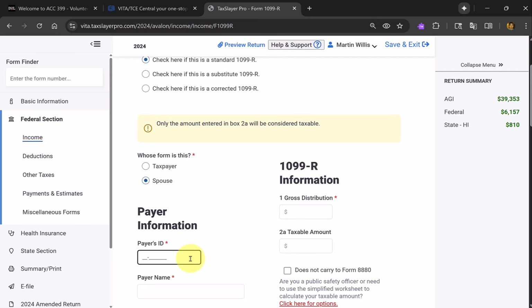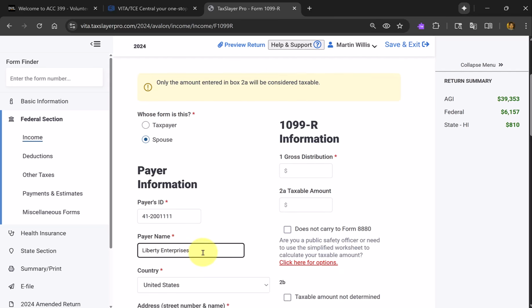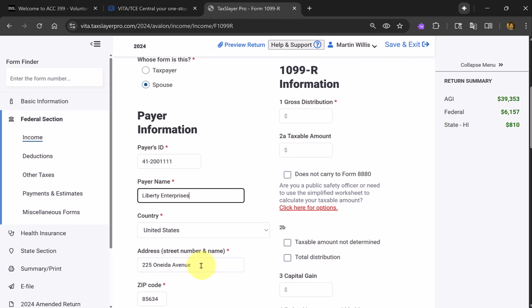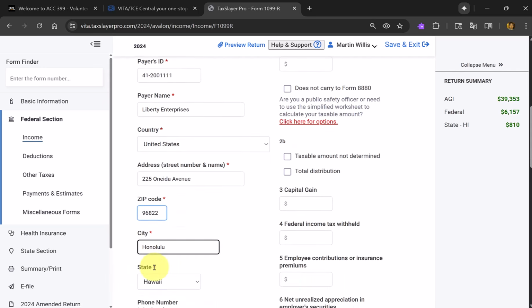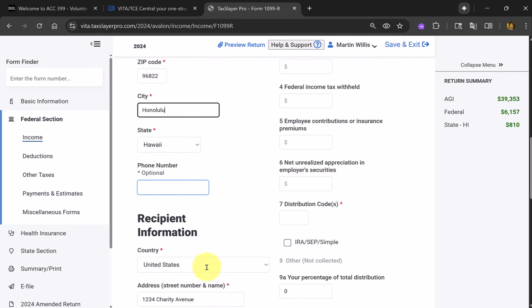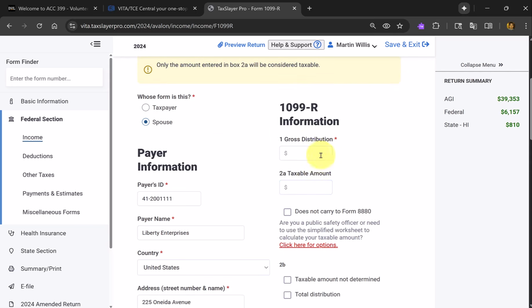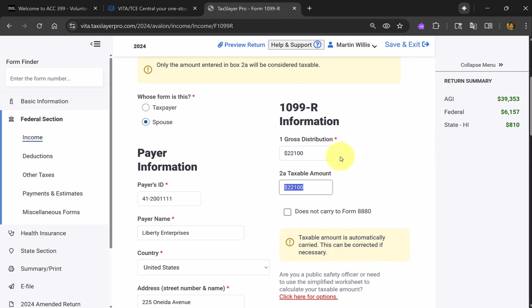The ID number of the payer, 41200. And it matches what I see on the form, including the address. But I'll change the zip code to our zip code. And let's enter box 1. 22,100 is the gross pension income she received. And it automatically tries to fill in the same amount down here.